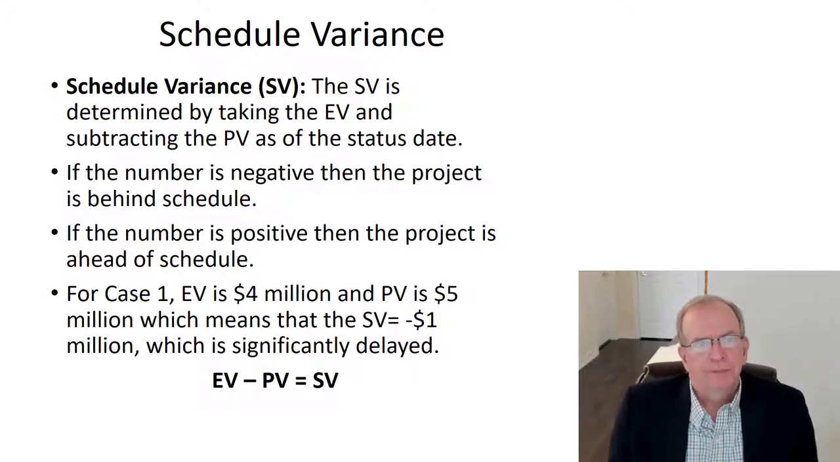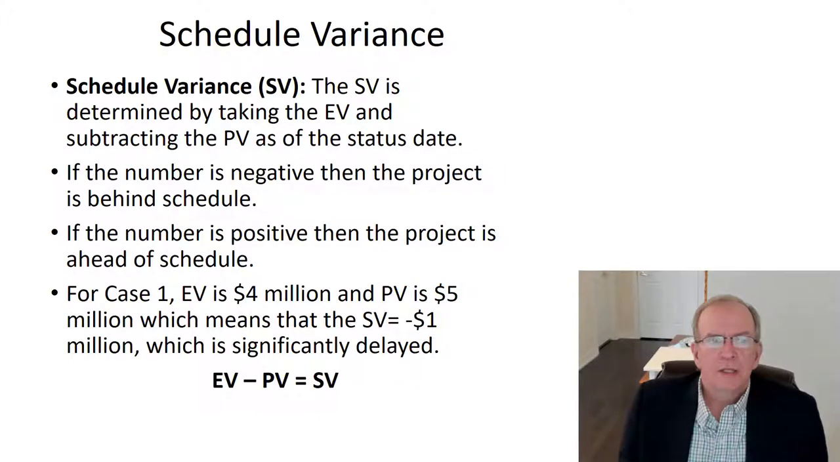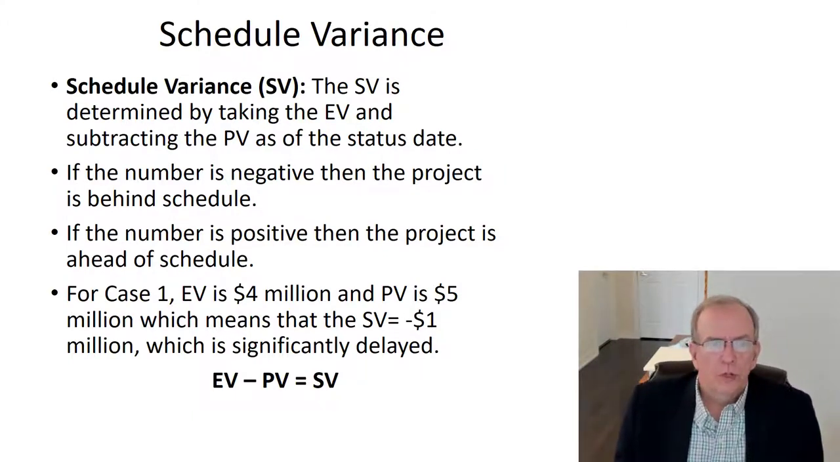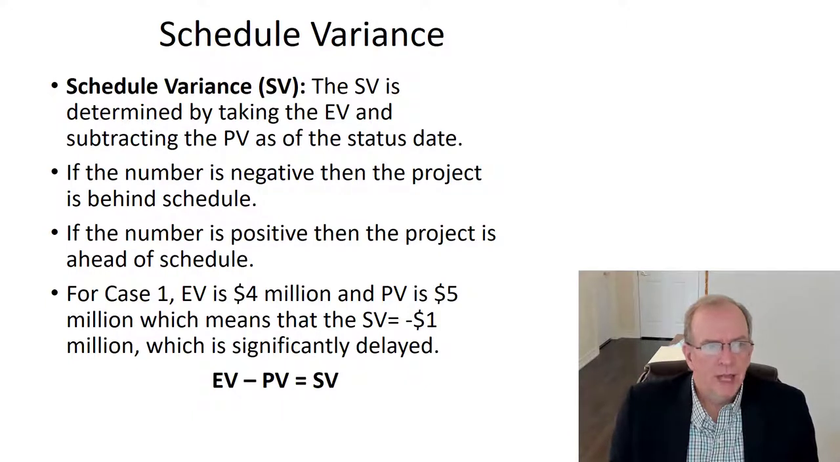Schedule variance. Schedule variance is determined by taking the earned value and subtracting the PV as of the status date. So the earned value as of the status date, minus the PV. If the number is negative, then the project is behind schedule. If the number is positive, then the project is ahead of schedule.